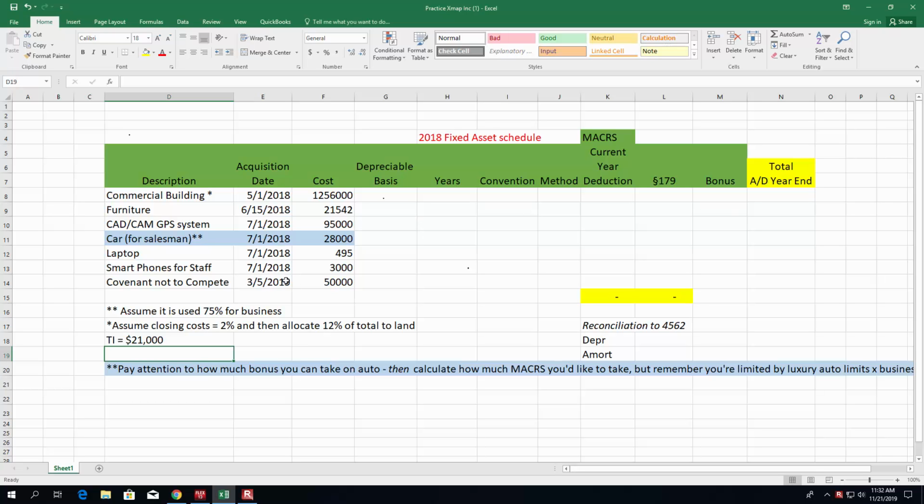Leave the covenant not to compete the same, and then just go delete D19. Just delete that. Now, first thing to pay attention to, we have taxable income of $21,000.